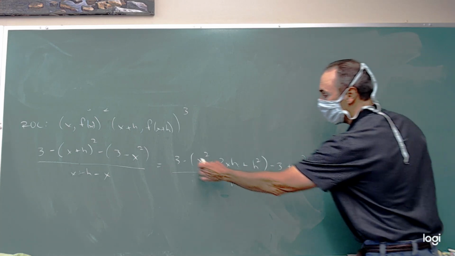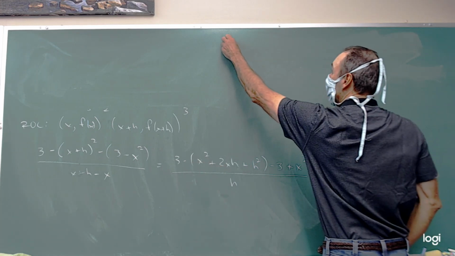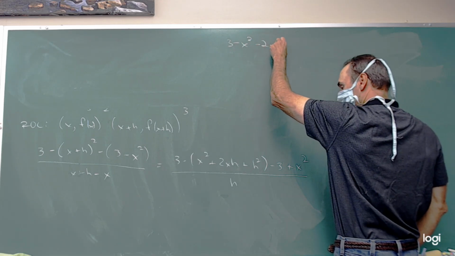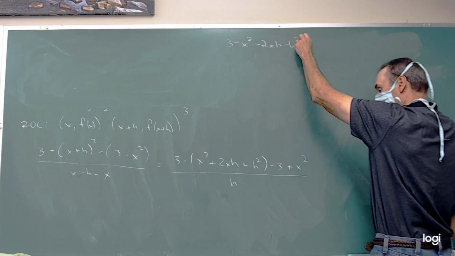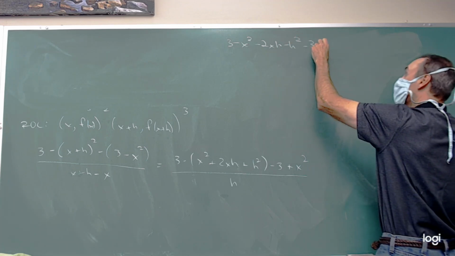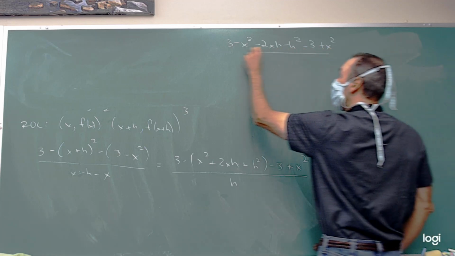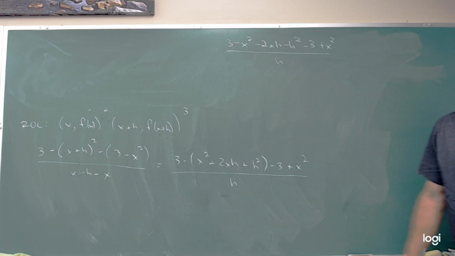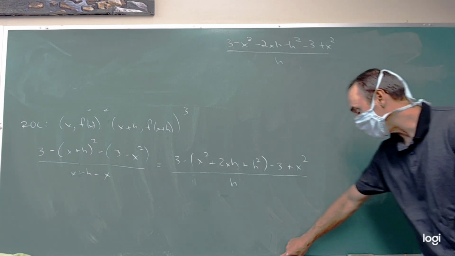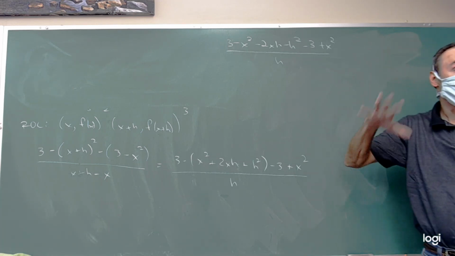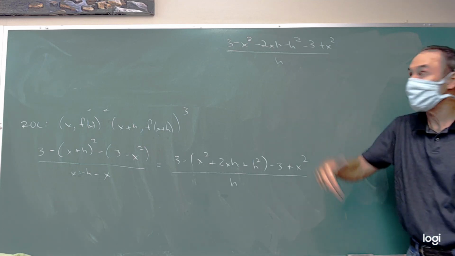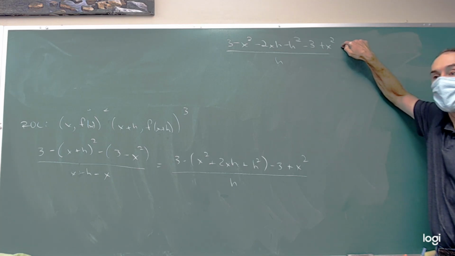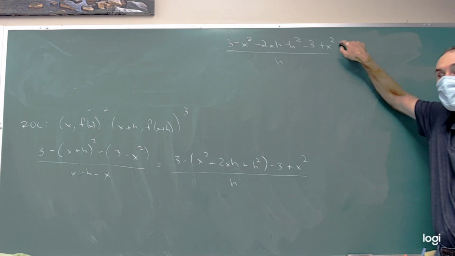So we're going to distribute that negative sign. So we've got 3 minus x squared minus 2xh minus h squared. We still have the minus 3 and the plus x squared all over h. I love doing that all over h part. Okay. Now, if we're doing this right, this is kind of a check at this point in time: anything that doesn't have an h in it is always going to cancel with something else. So let's see.